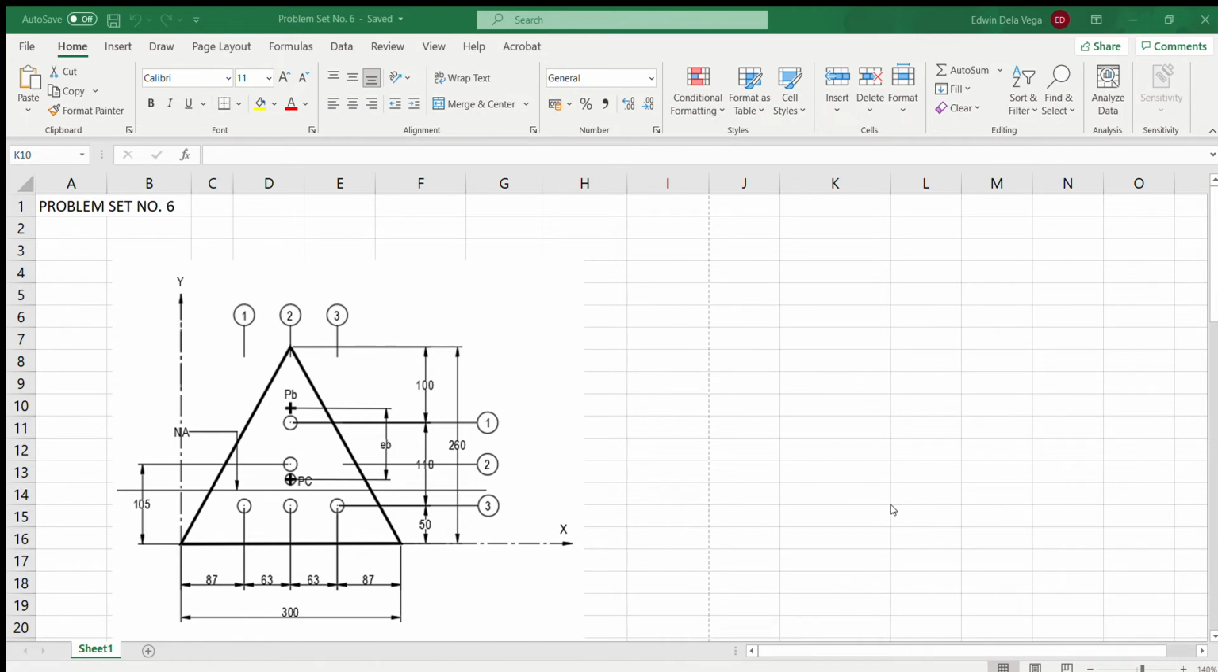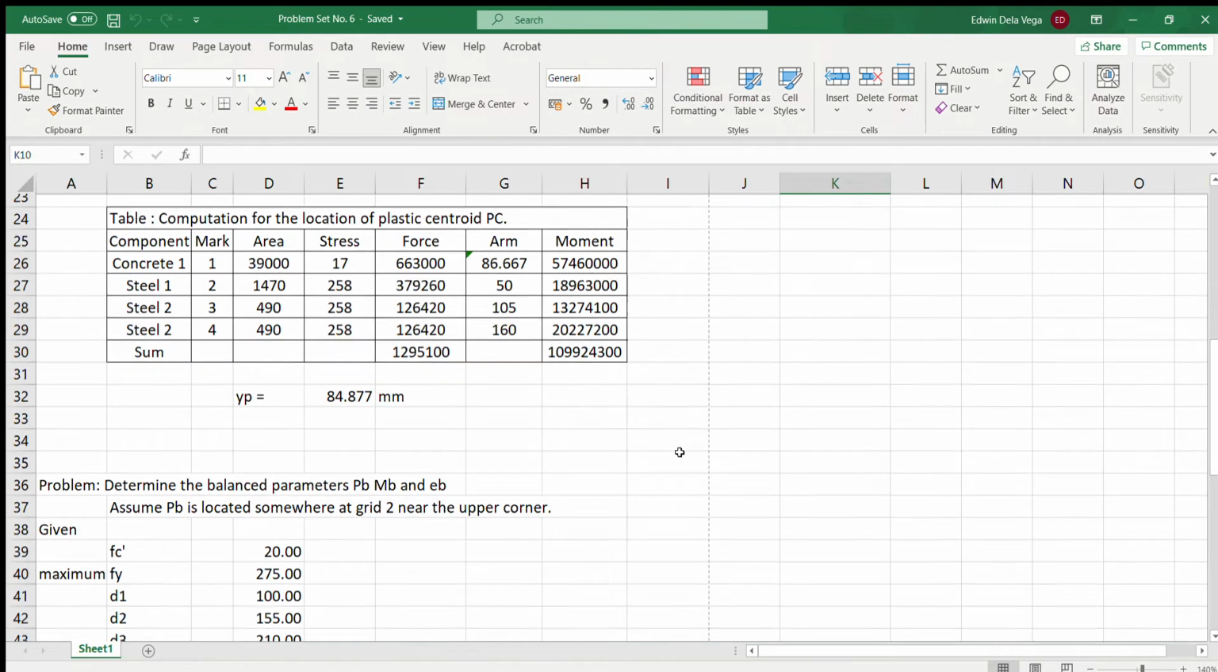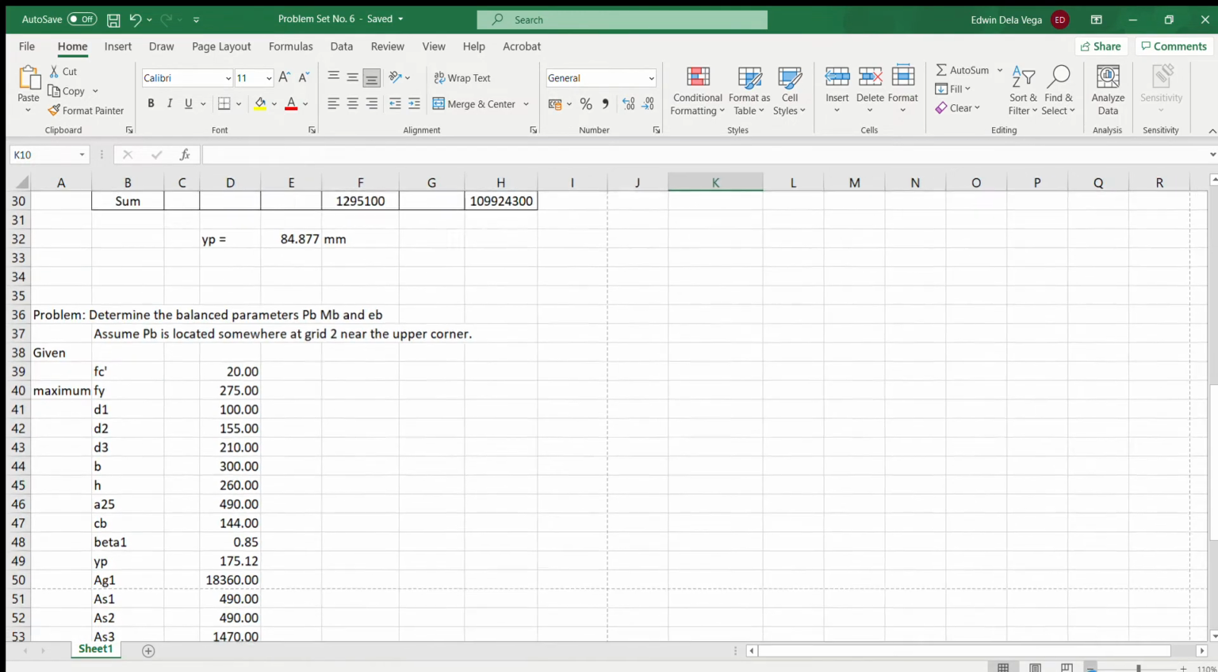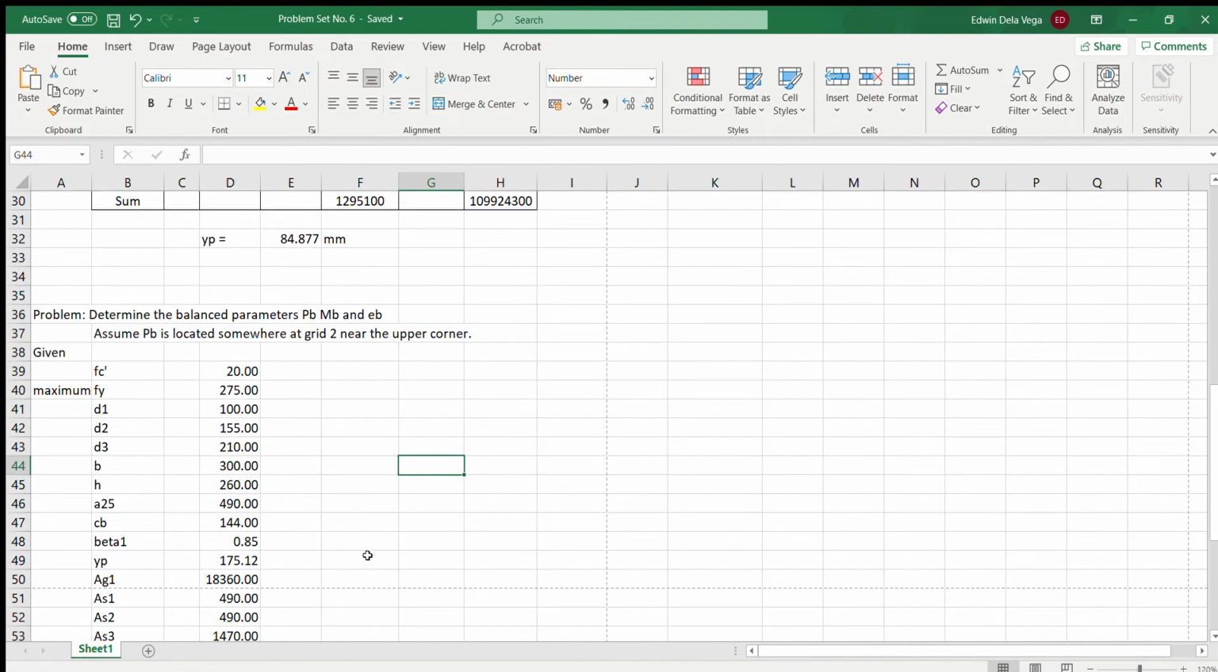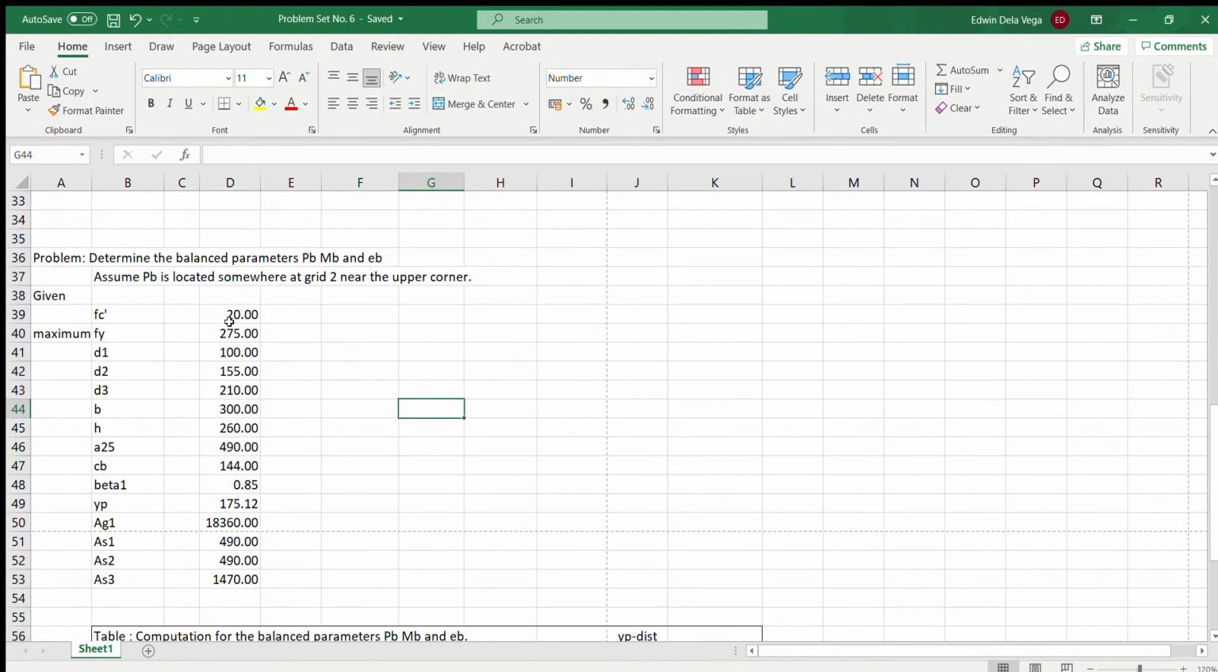to the balance parameters. So in order for you to be able to solve it quite accurately, class, you have to tabulate all the given values here, just like what I did in my Excel file. Okay, so I tabulated the values. You can see my values on the screen tabulated on the basis of the given condition. So from FC prime, Fy, these are the values. Of course, the units must be consistent. These are in megapascal, millimeter, millimeter square, millimeter, etc.